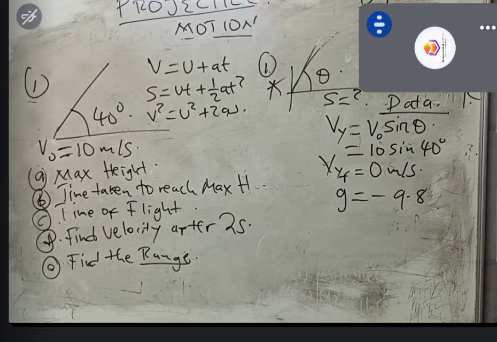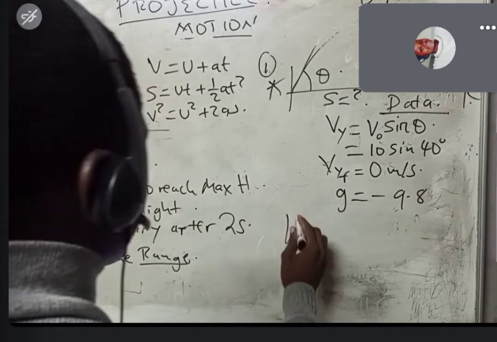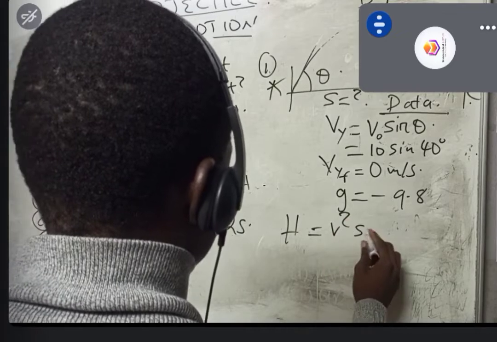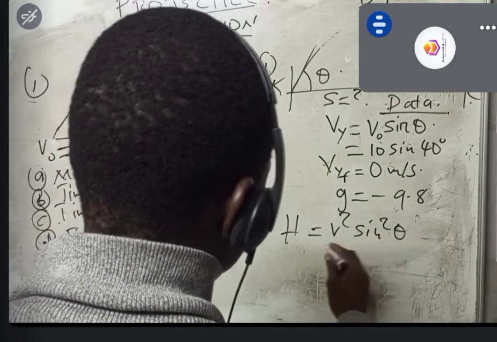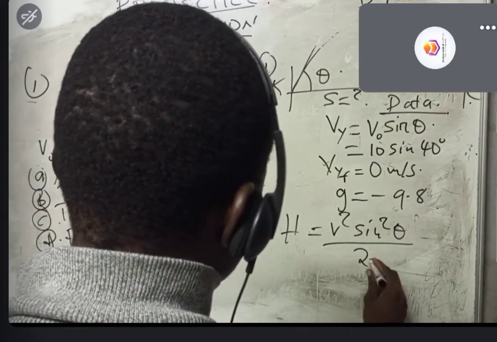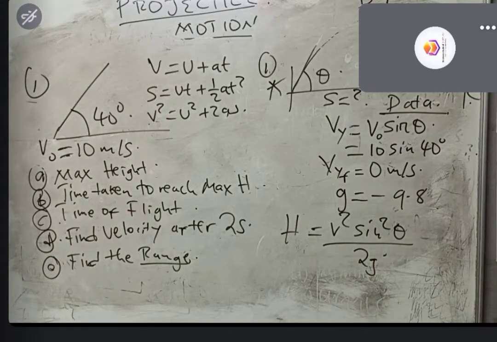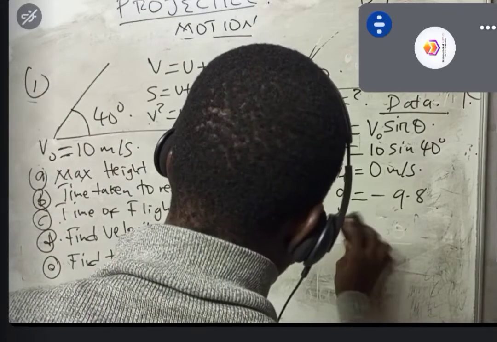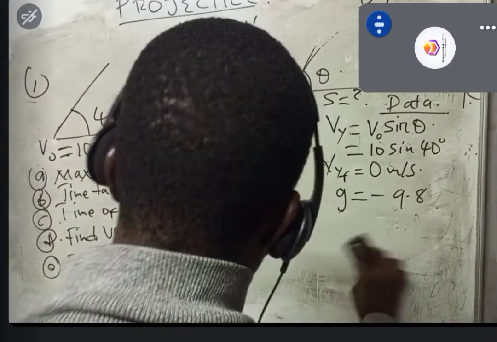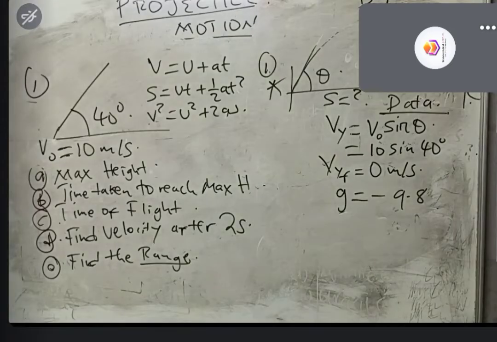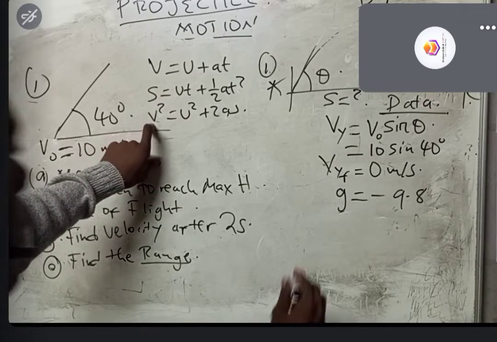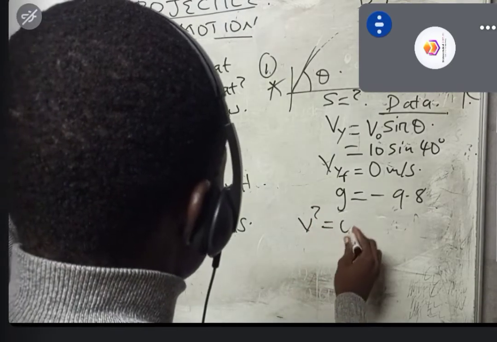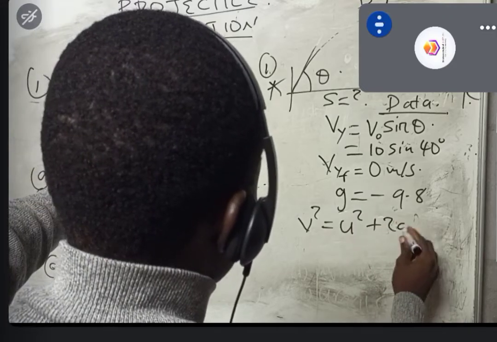I don't want to use the approach of using formulas where we say maximum height is v squared sine squared theta over 2g. Well and good if you know. But sometimes you may make a mistake. Understand where it's coming from. So you go for the v squared formula. V squared is equal to u squared plus 2as.